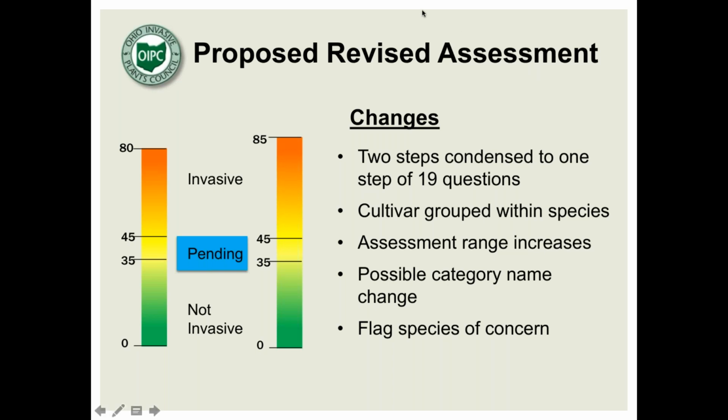The other thing I want to mention is that pending category here. We're now talking about that. We don't like the name, so we're trying to come up with an additional name as well. Also, we are now flagging species of concern, those newly invading species, things like giant hogweed and so forth, and we are starting to do that on our website.